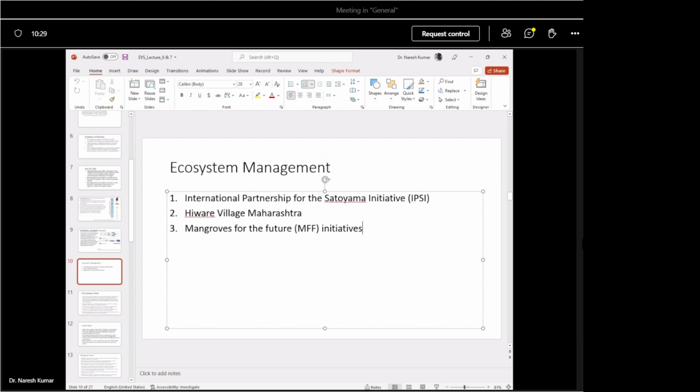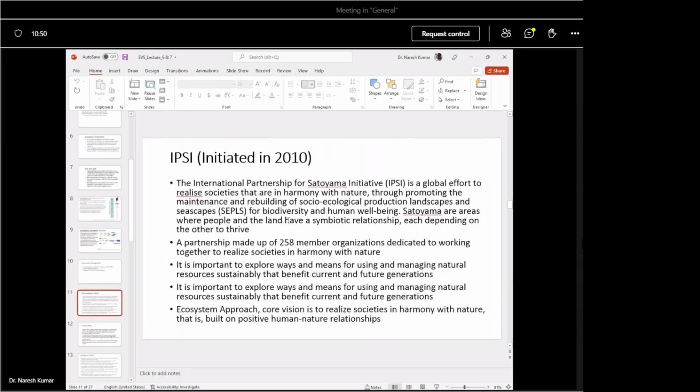So let us go to these case studies and understand how they have addressed the challenging environmental issues that confronted these societies. So the first one is the International Partnership for the Satoyama Initiative.